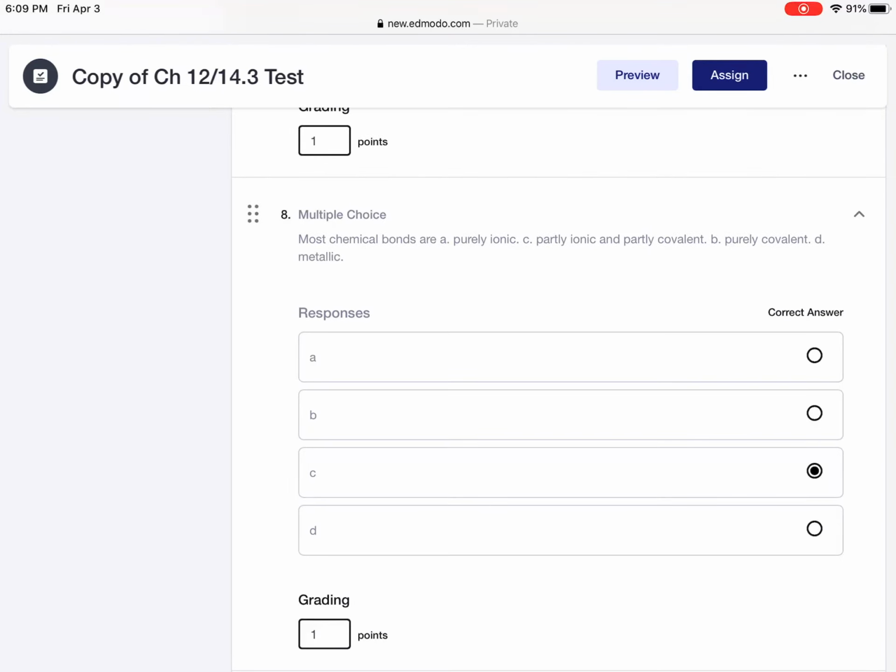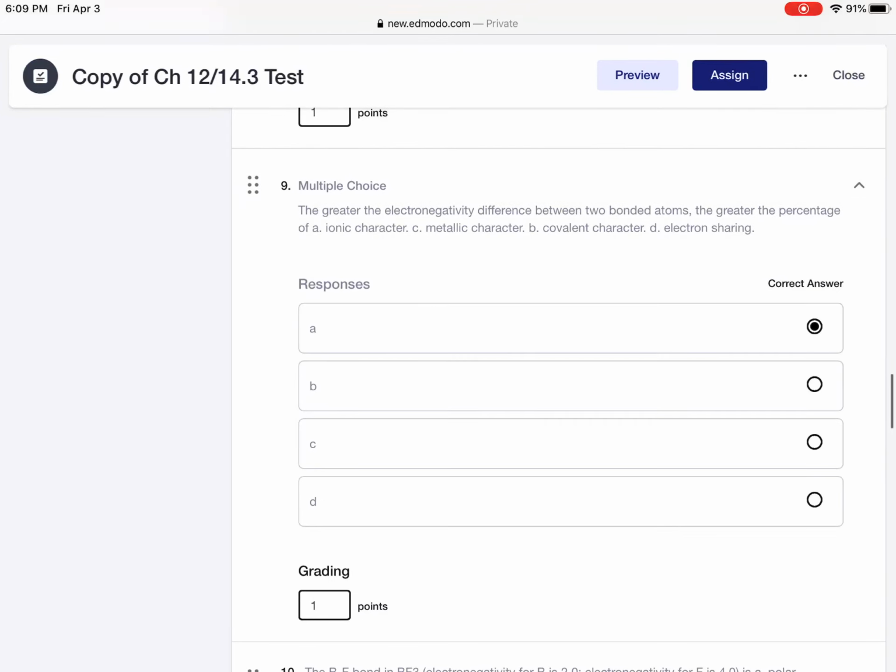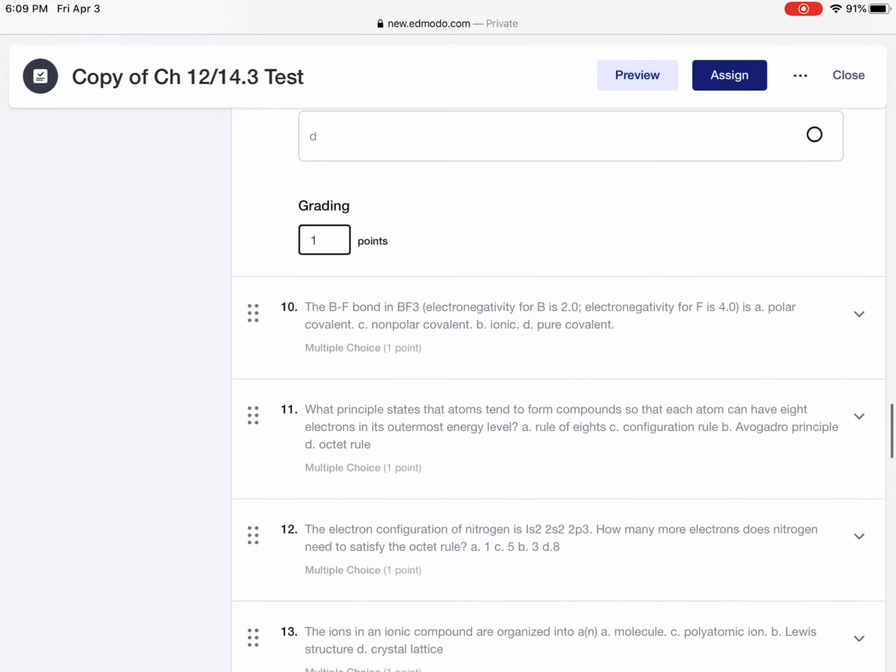Eight. Most chemical bonds are a little bit of ionic character and a little bit of covalent character. So the answer is C. Remember, there's no such thing as a purely ionic or covalent bond. The greater the electronegativity difference, the greater the percentage of ionic character. The less the electronegativity difference, the greater the percentage of covalent character.